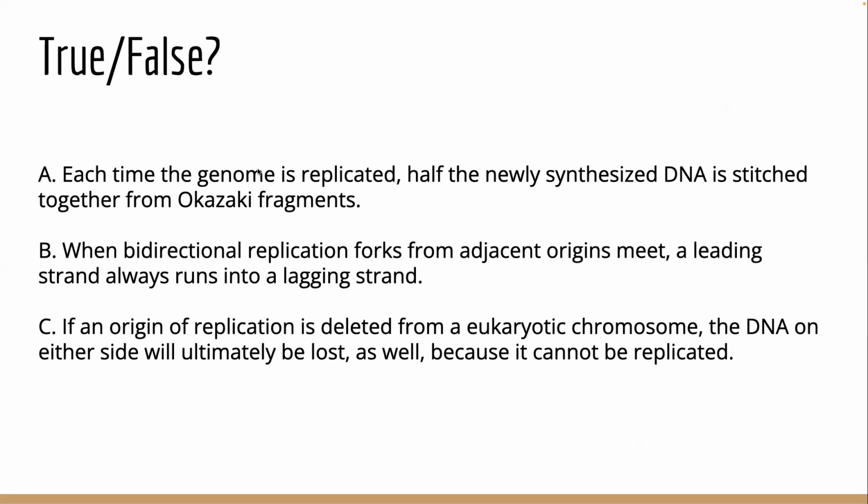B, when bidirectional replication forks from adjacent origins meet, a leading strand always runs into a lagging strand. True or false? Yeah. Okay, and then lastly, if an origin of replication is deleted from a eukaryotic chromosome, the DNA on either side will ultimately be lost as well because it cannot be replicated. True or false? False, yep.